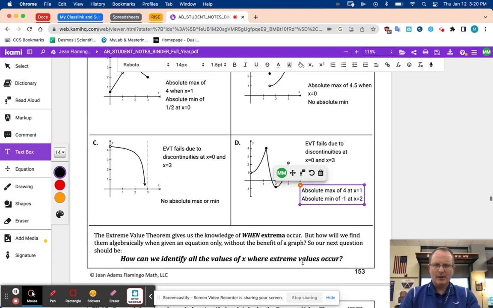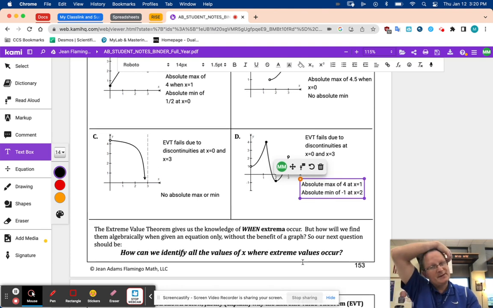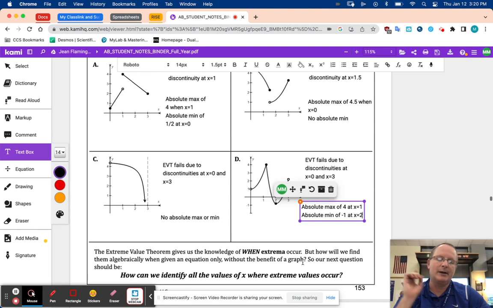Good. So the extreme value theorem gives us knowledge of when extrema occur, but how will we find them algebraically when given the equation only and without the benefit of the graph? So our next question will be, how can we identify all values of x where extreme values occur? That's what we're going to be doing next.